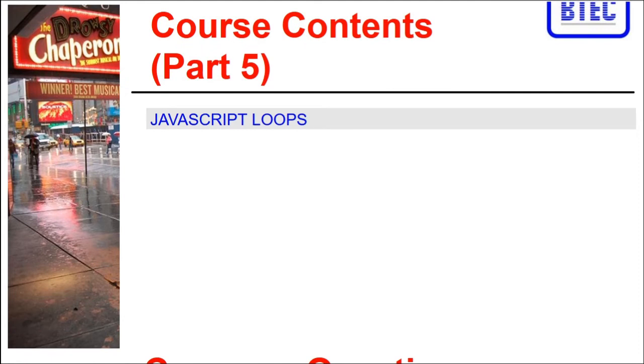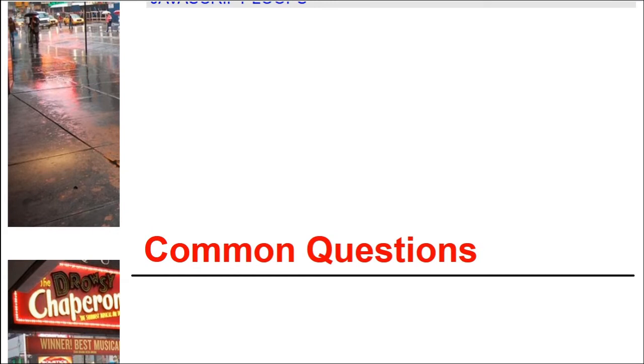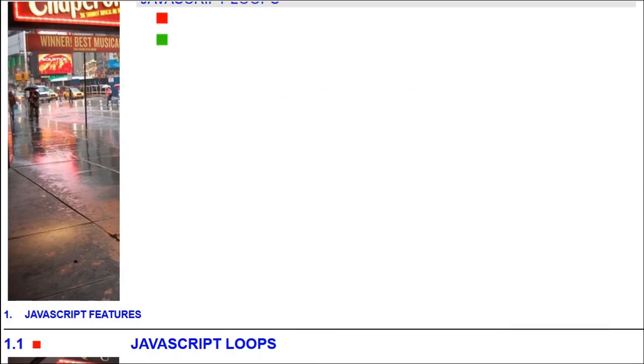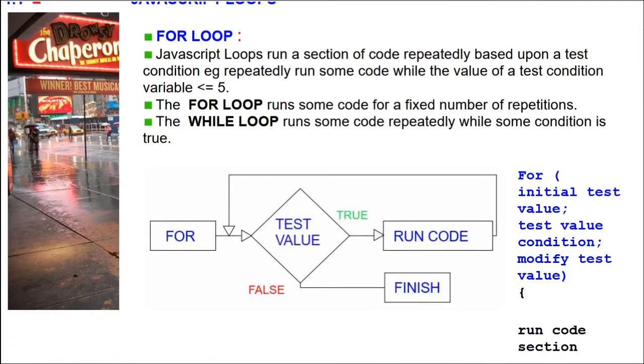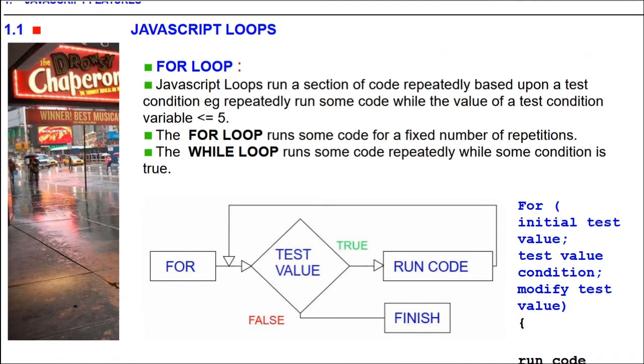So this is part 5, JavaScript loops. Okay, section 1.1, JavaScript loops.